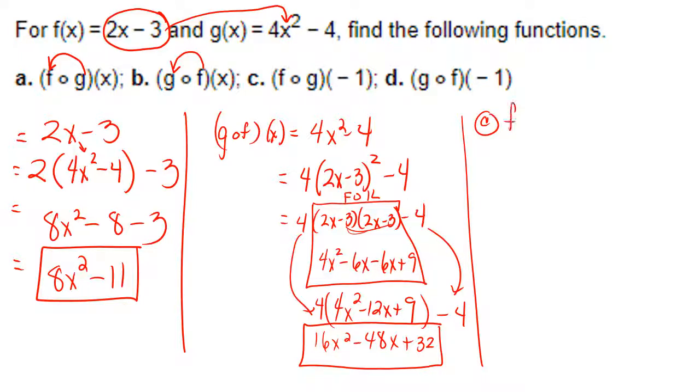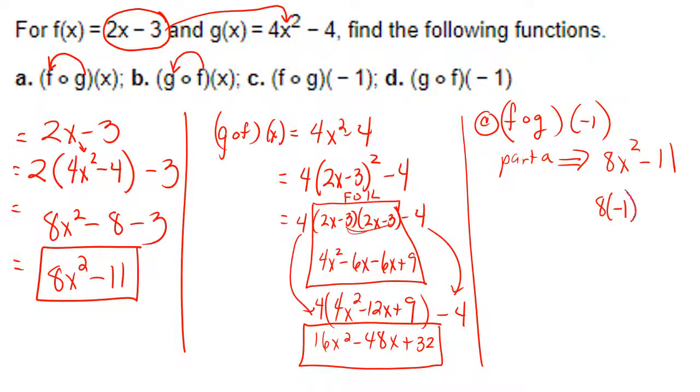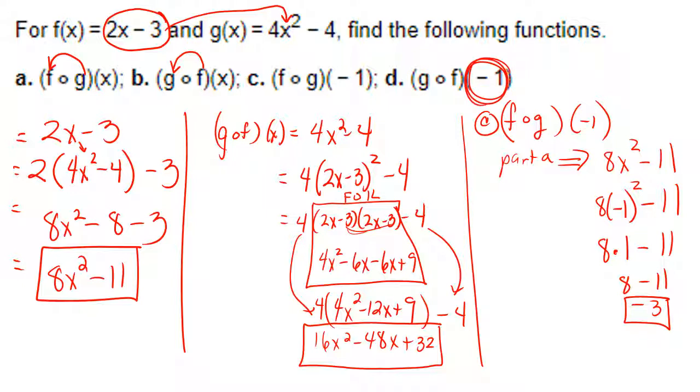Now part C says to take the f of g, which is the part A answer, and substitute in -1. Well, the part A answer was 8x squared minus 11. So I substitute in a -1, and that would be 8 times +1, which is 8 minus 11, and that would be -3. Then part D will use the same thing, except it will take -1 and substitute into the part B answer.